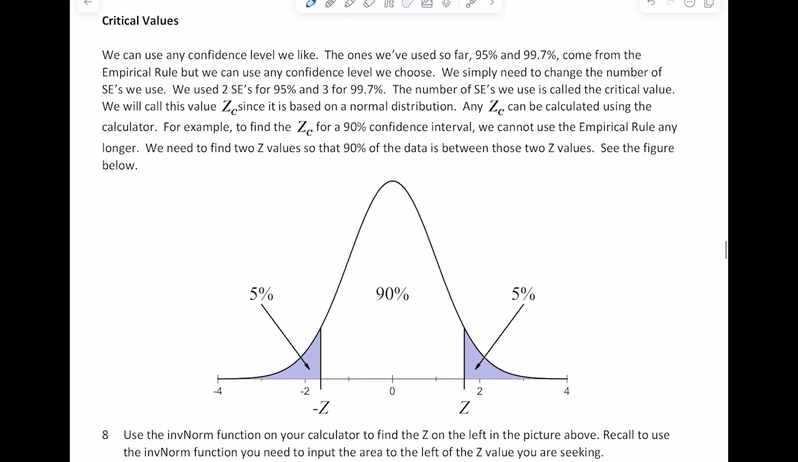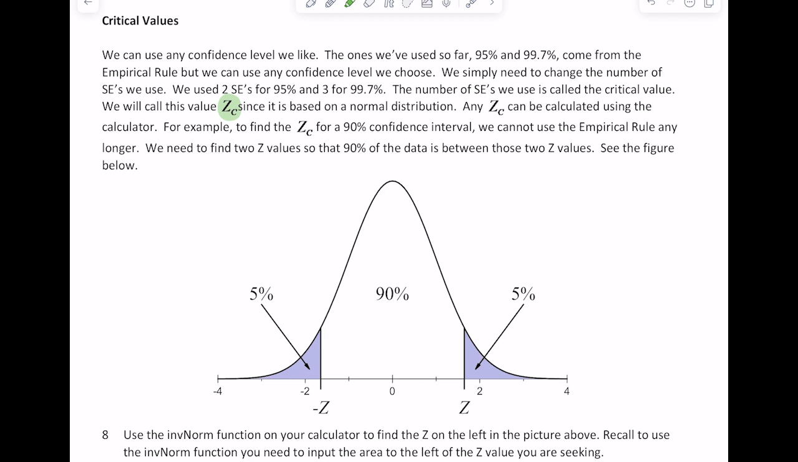So we can use any confidence that we want. If it's one of the percentages used in the empirical rule, then that's really easy for our formula. However, let's say we want to be 90% confident. What value would we use? We have to rely on technology or tables to help us. What we're going to do is find something called a critical value. And right now, we're going to denote that using z sub c, okay? And it's based on the normal distribution.